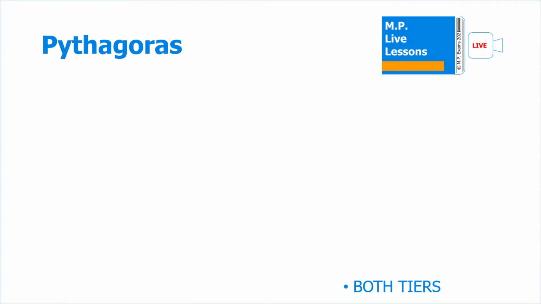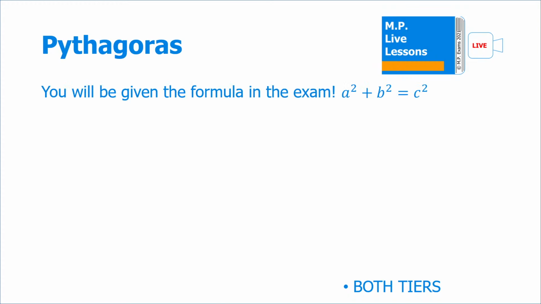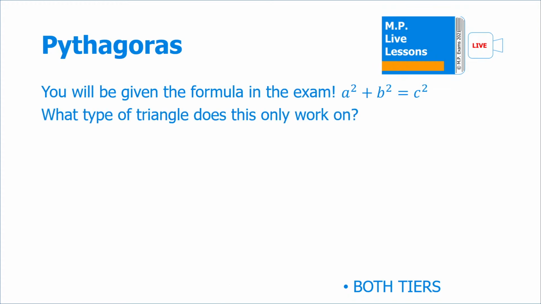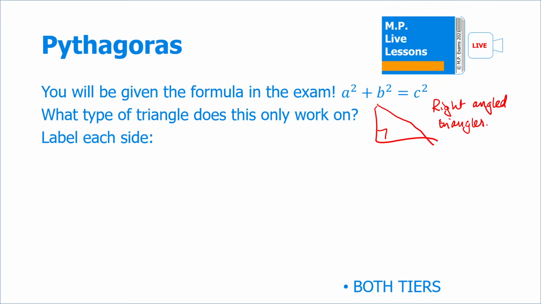Now for Pythagoras, which is found on both tiers, and you'll be given the formula in the exam, just like any others. Now, the problem is this triangle, it only works on right-angled triangles. Though really, high tier should only worry about that. So you need to label each side. C is always your hypotenuse, and then A or B can be whatever they are. And you can even switch these around.